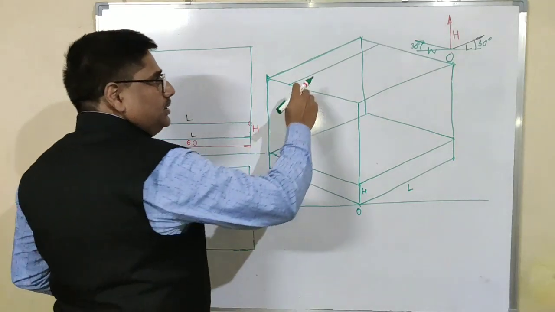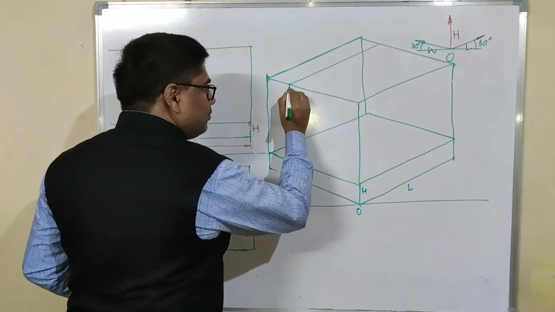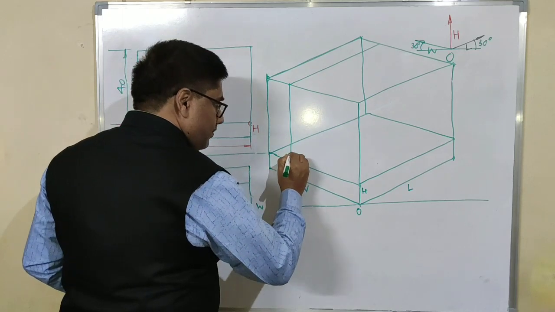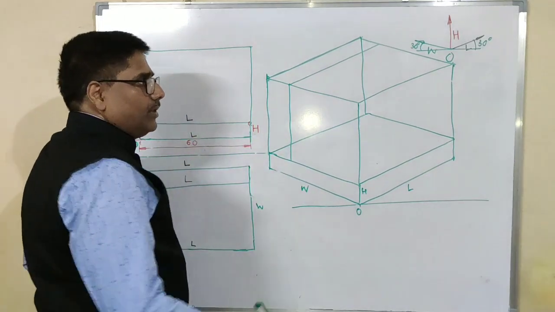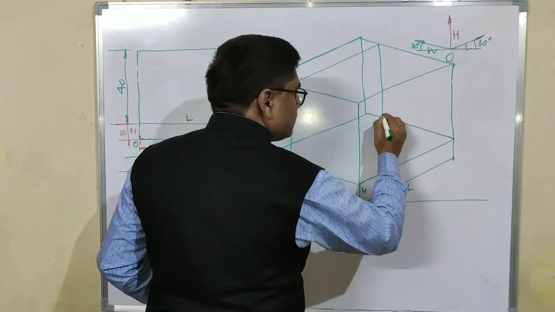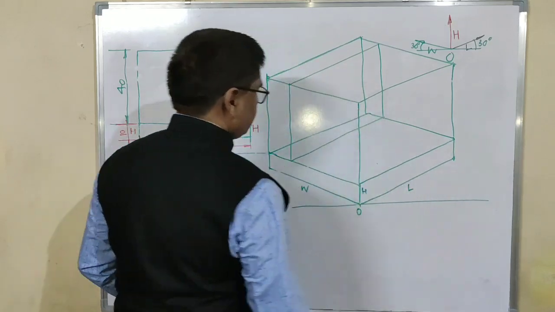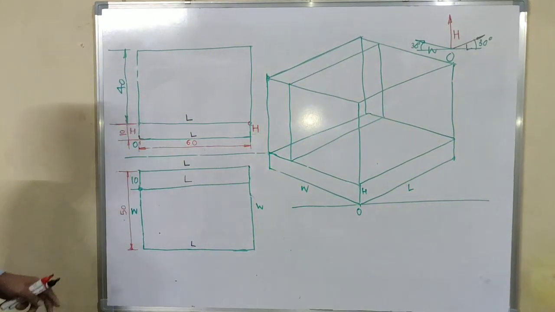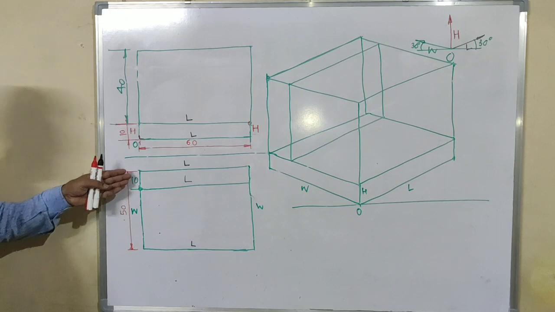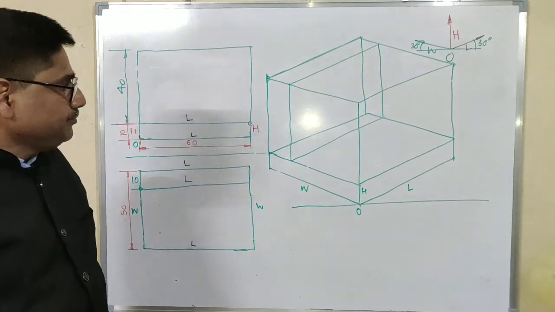Now, if this is the thickness, there should be a vertical line at this point. Here also, rear side. And here. This is the isometric of the additional part.